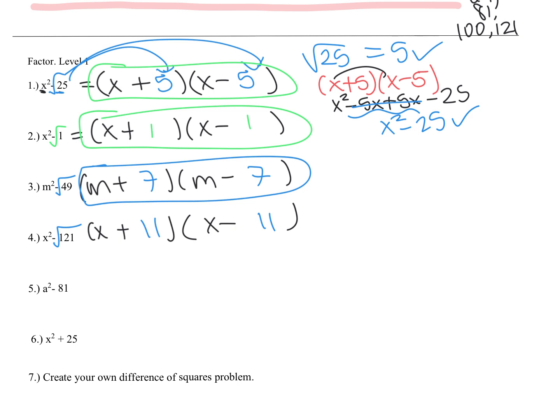And then I have a few more. So I have a squared minus 81. So that would be a, and then the square root of 81 is 9 and 9, so positive, negative.